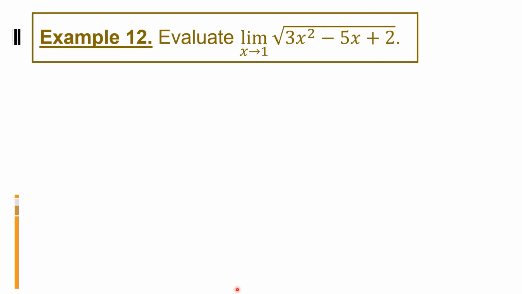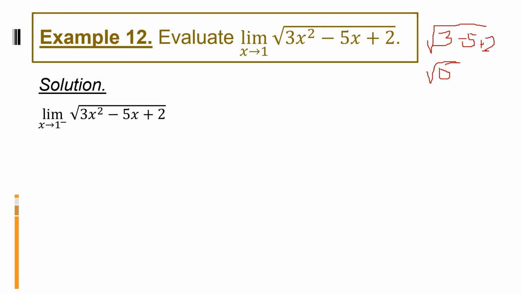So let's evaluate the limit as x approaches 1 of the square root of 3x squared minus 5x plus 2. So for our solution, note that by direct substitution, ano ba mangyayari dyan? That is just the square root of 3 times 1 is 3, minus 5 times 1 is 5, plus 2. Or that is now square root of 0. Since 0 yung nasa loob, pwede natin gamitin ngayon yung theorems 2 and 3 natin. So first, kunin muna natin yung limit as x approaches 1 from the left. Una muna, i-factor natin yung radicand natin. So that is 3x minus 2 and x minus 1.